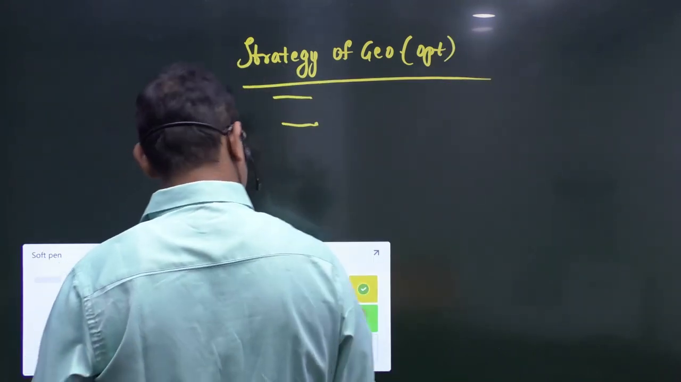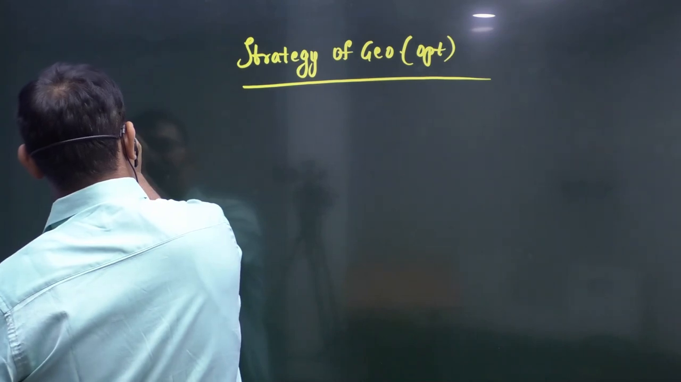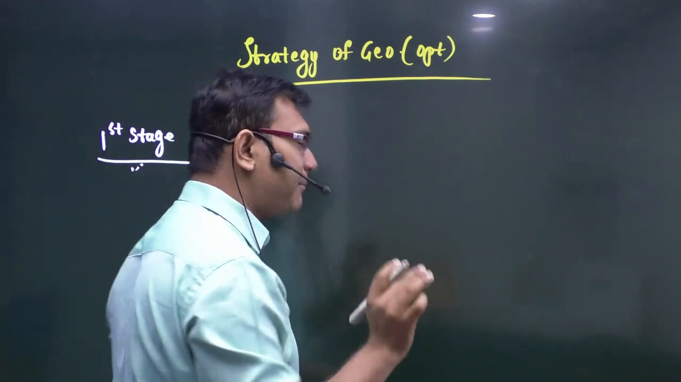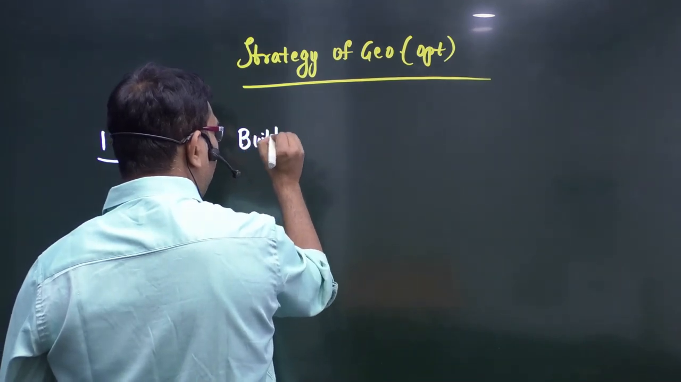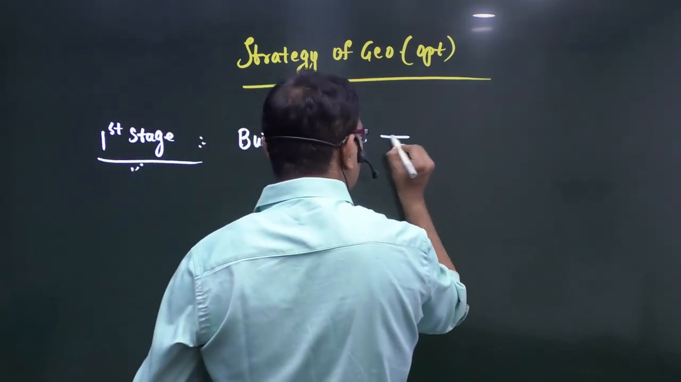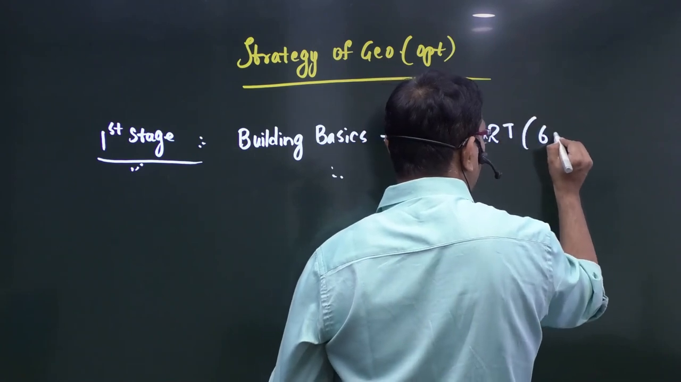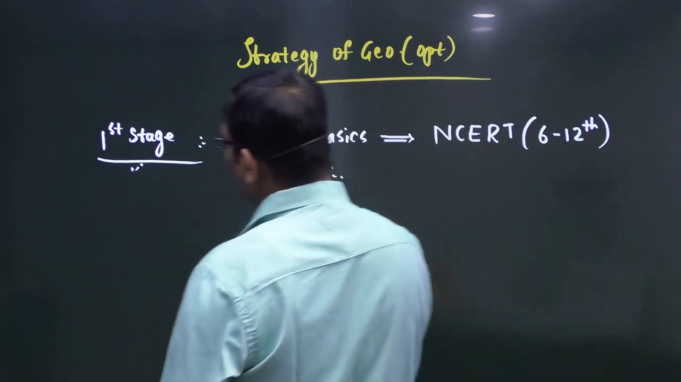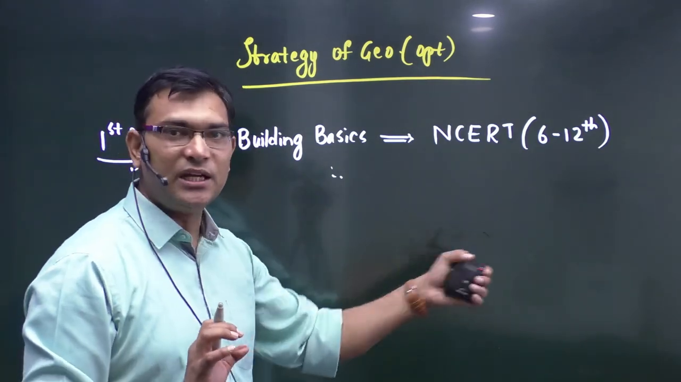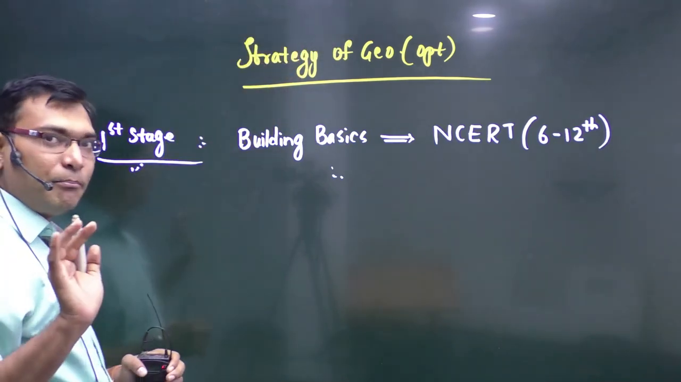First of all, the strategy is simple. There are four stages. First stage, you need to build your basics. How to build the basics? Through your NCERT. We also provide you NCERT here, 6th to 12th. Before going to the foundation courses, main courses, first we'll give you the NCERT course for 1 month. That is how you build the base. Once the base is perfect, then we are going to build the house.